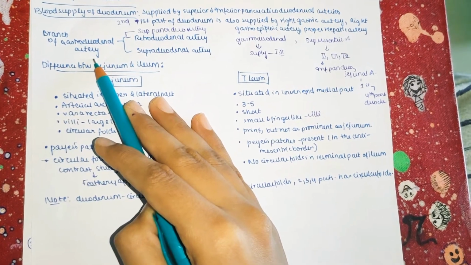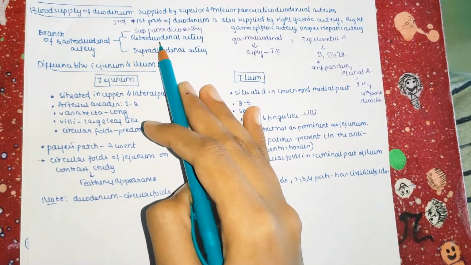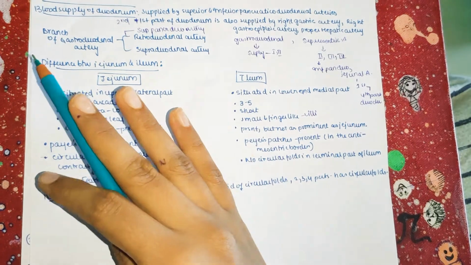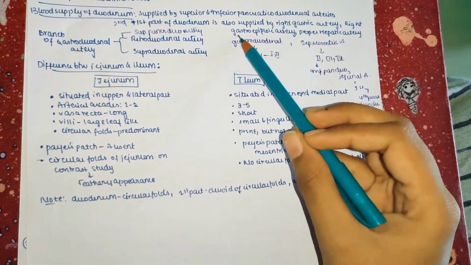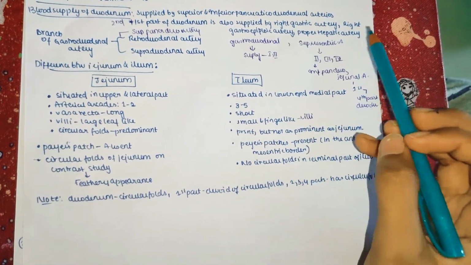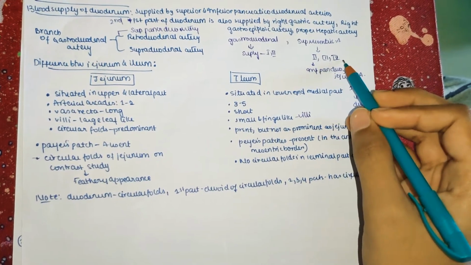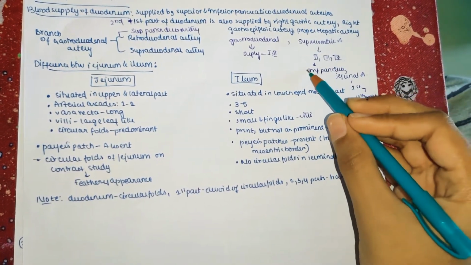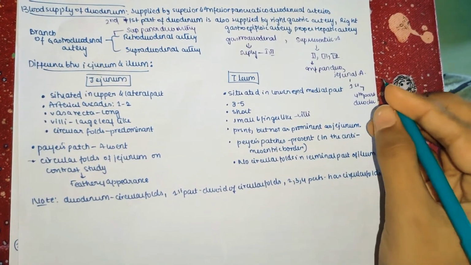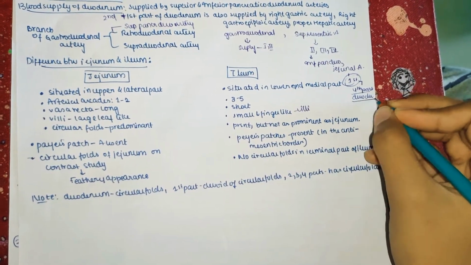What are the branches of the gastroduodenal artery? You have the superior pancreaticoduodenal artery, retroduodenal artery, and supraduodenal artery. So there are three branches which all supply the duodenum. Next, the gastroduodenal artery mainly supplies the first and second parts of the duodenum. Next, the superior mesenteric artery supplies the second, third, and fourth parts of the duodenum, and there is also the inferior pancreaticoduodenal artery which especially supplies the fourth part of the duodenum.